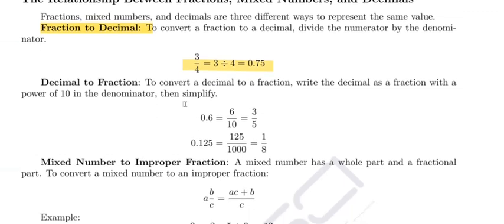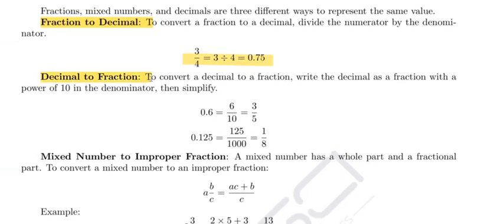Next, turning a decimal into a fraction. Look at how many digits appear after the decimal point. Write the denominator as 1 followed by that many zeros. Write the numerator as the whole number formed by the digits after the decimal point. Then reduce the fraction to simplest form.